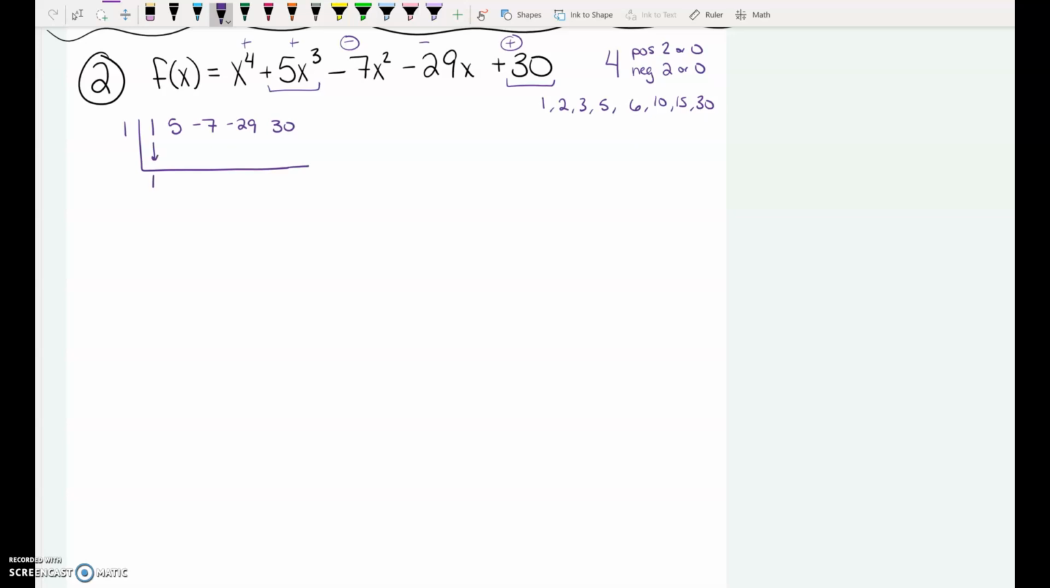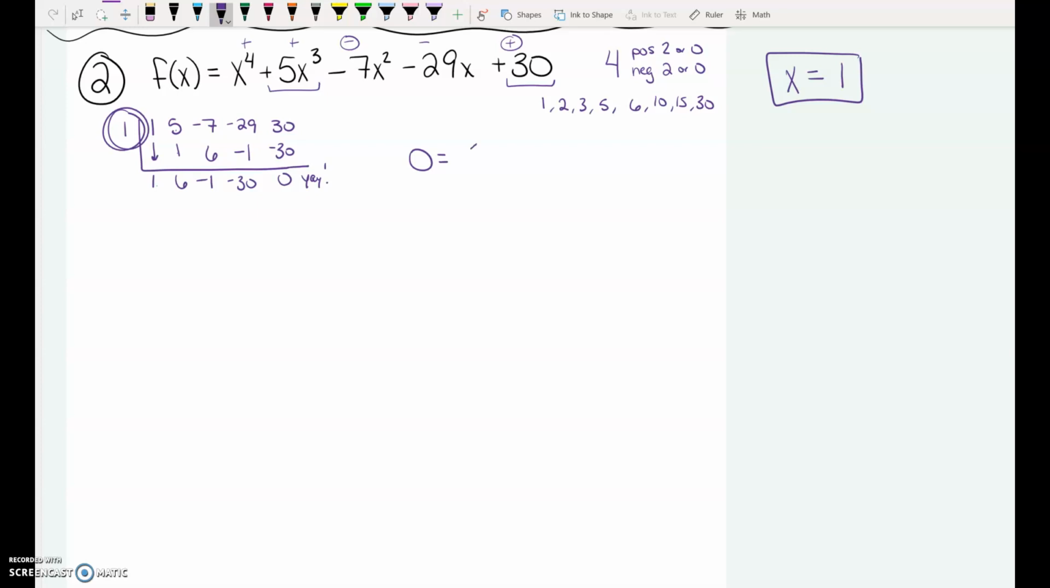I'm going to test positive 1. 1 times 1 is 1. Add them. 1 times 6 is 6. Add them. -1. Add them. -30. Add them. Yay! We got our 0 the first try. So if you're keeping track of your solutions, x equals 1 is one of your solutions.